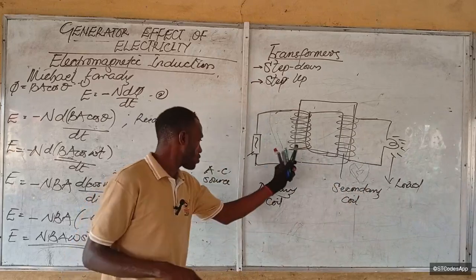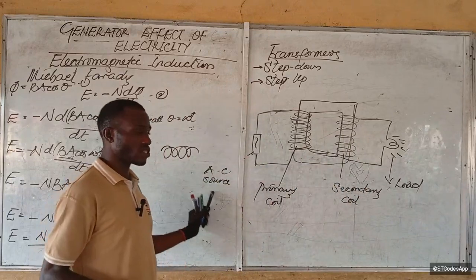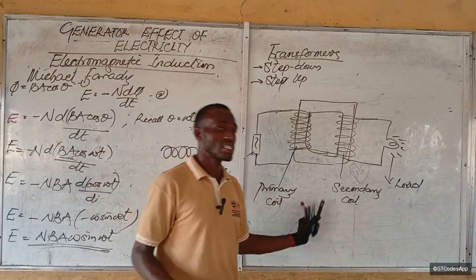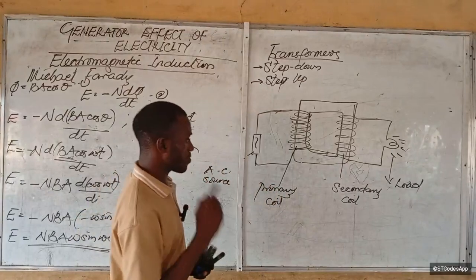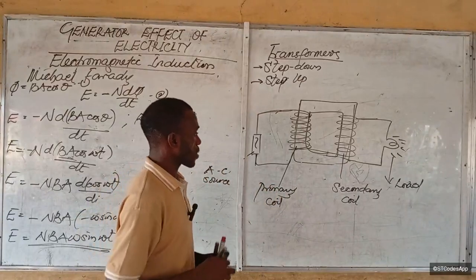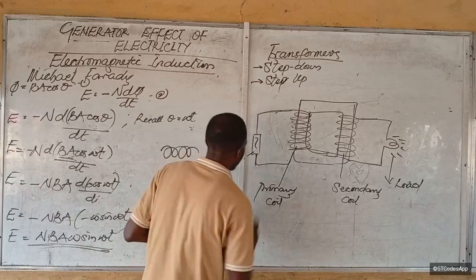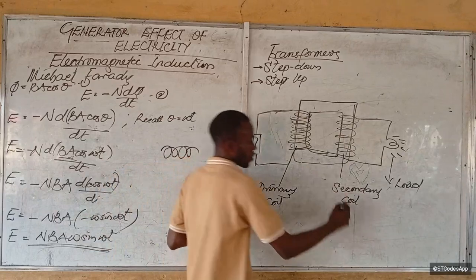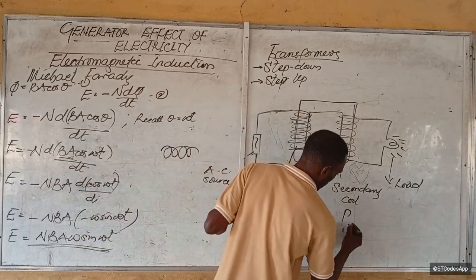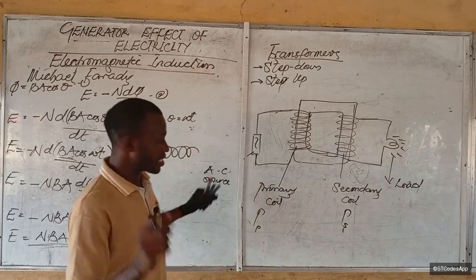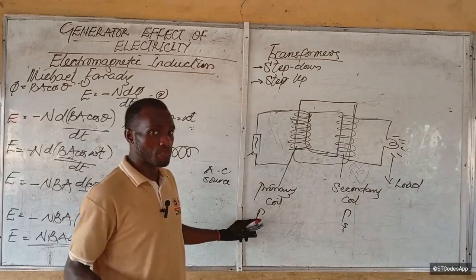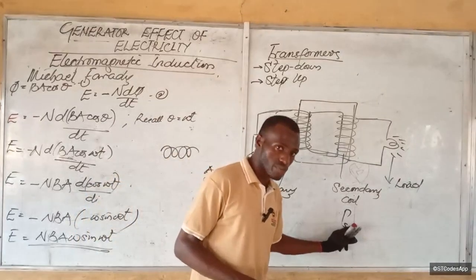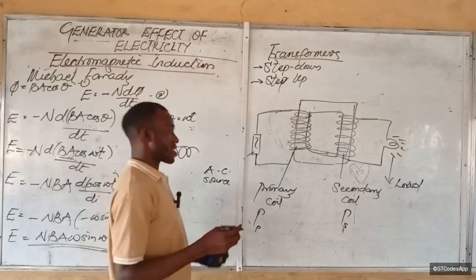The one that comes from the AC source is called the primary coil. The one that goes to the load is called what? The secondary coil. Now look at this. The power in the primary coil is called P sub P, and the power in the secondary coil is called P sub S. We also call it power input, and here we call it power output.